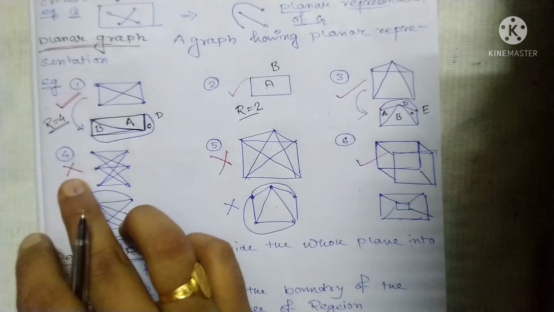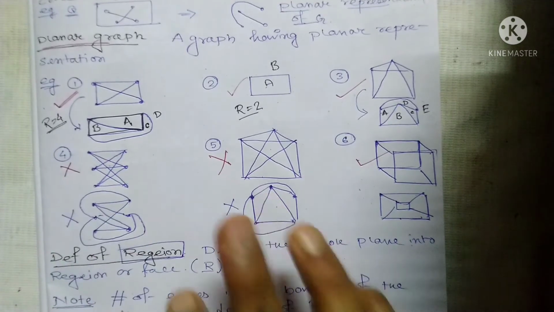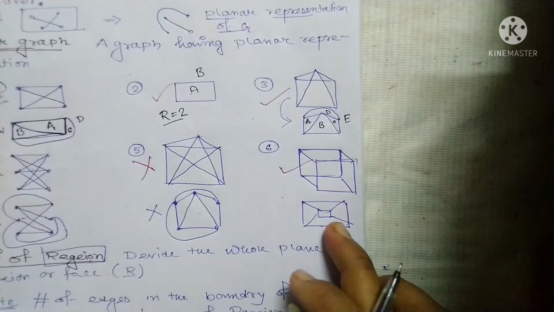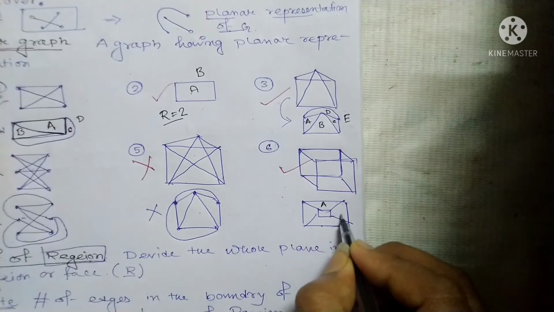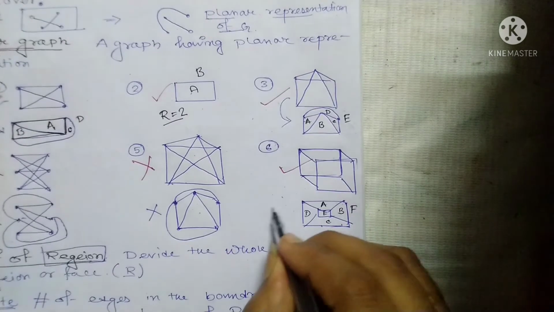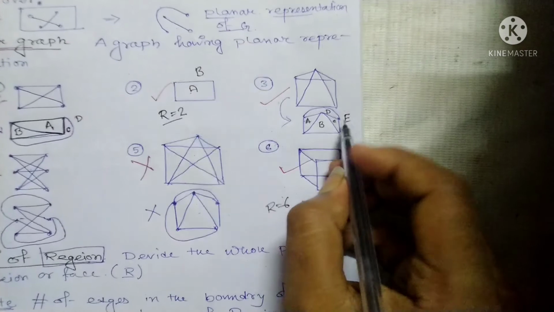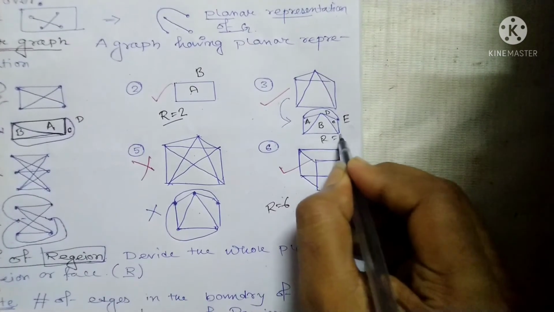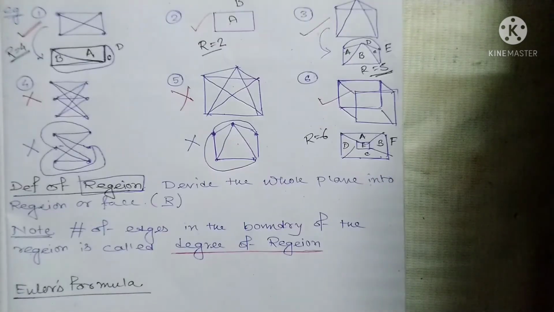So this is not a planar graph, so we cannot find the number of regions. This is also not a planar graph, we cannot find the number of regions. Let us see how many regions this has. So this is A, this is B, C, D, E, and the outer region F. So R is 1, 2, 3, 4, 5, and 6. So how many regions does this have? This has 5 regions. Okay, fine. Next.